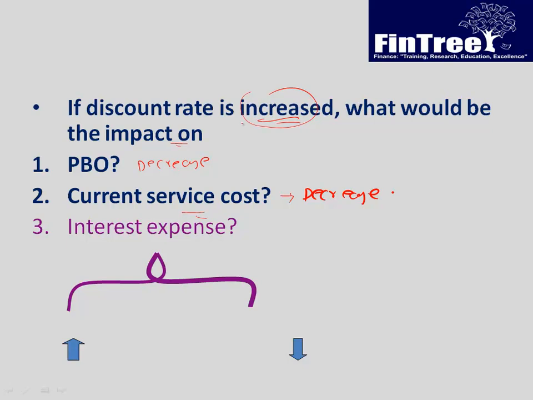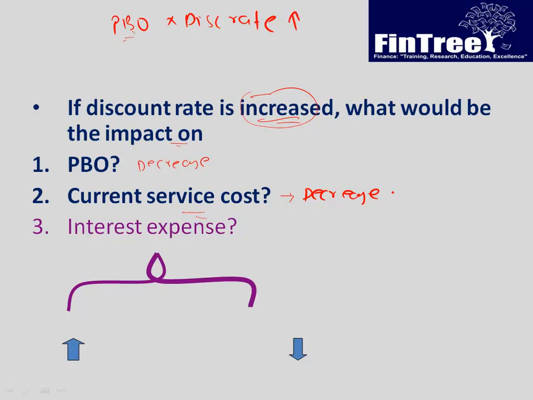It would decrease. And if it's a mature plan, it will increase. Why? Because when your discount rate increases, with a mature plan, the increase in interest cost is higher than the decrease in liability. See, there are compensating impacts. What's happening is, you have a PBO. PBO into discount rate is your interest cost. So when you increase this, the discount rate has now increased.